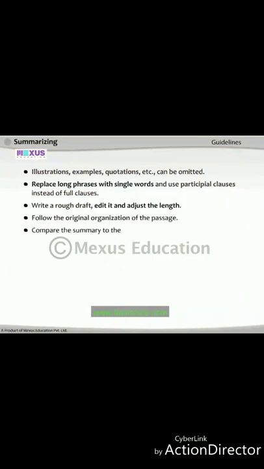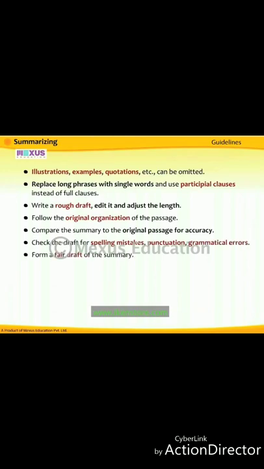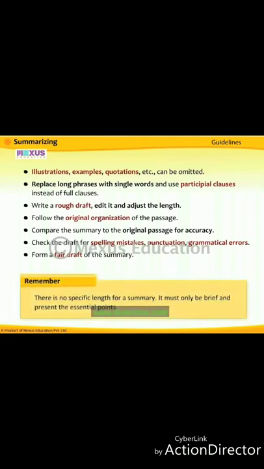Compare the summary to the original passage for accuracy. Check the draft for spelling mistakes, punctuation, grammatical errors. Form a fair draft of the summary. Remember, there is no specific length for a summary. It must only be brief and present the essential points.